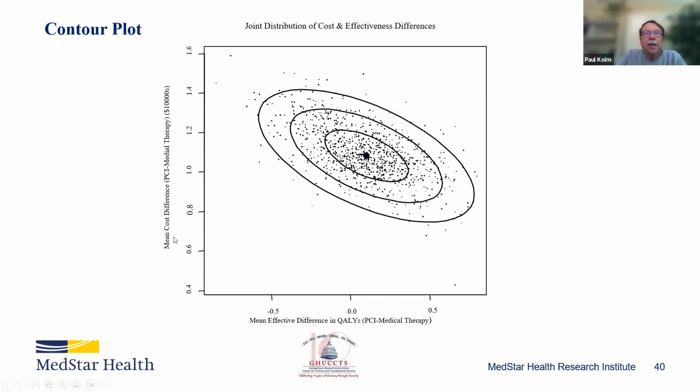So you can see here, although it didn't make it really clear in this graph, here's zero as far as effectiveness, and so you can see that the distribution of our ICERs is pretty much zero. Zero cost would be down here. So the treatment of PCI would always be greater in cost than optimal medical therapy, but the results aren't necessarily anything other than zero as far as effectiveness is concerned.